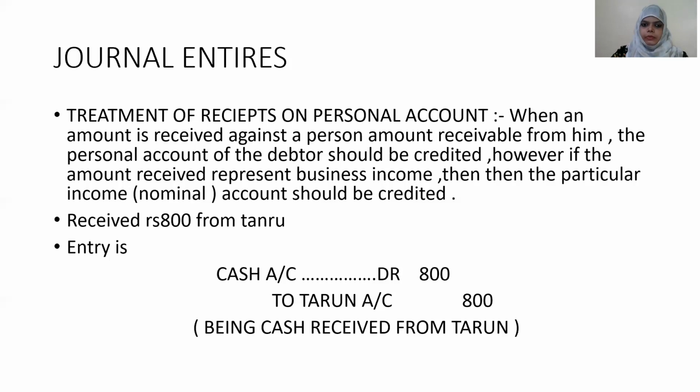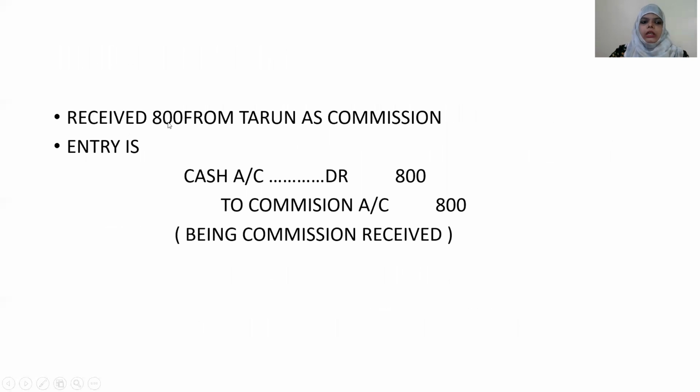Moving ahead. Received 800 from Tarun as commission. So commission is a business income, or business receivable. If commission is mentioned, we can write cash account debited, as cash is a real account, and debit what comes in and credit what goes out. Cash is coming in, and business income is a nominal account. So debit all expenses and losses, credit all incomes and gains. Commission is the income, so we credit the commission account 800, being commission received.